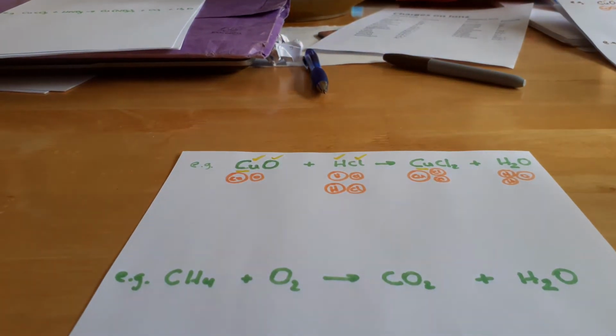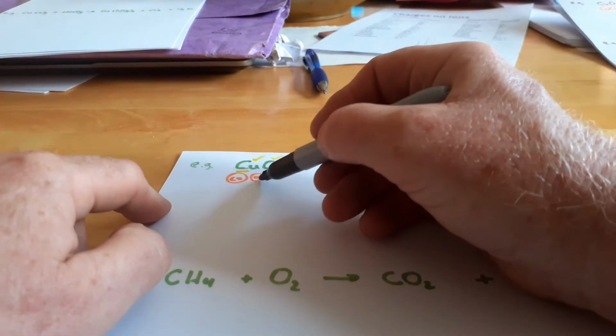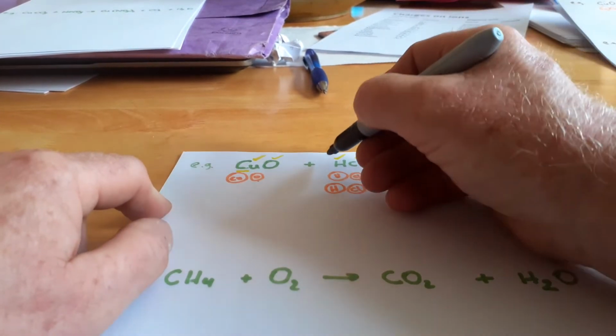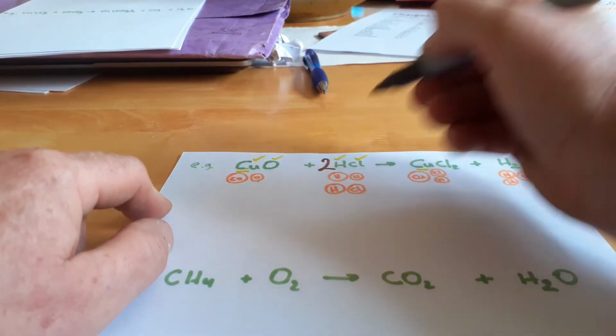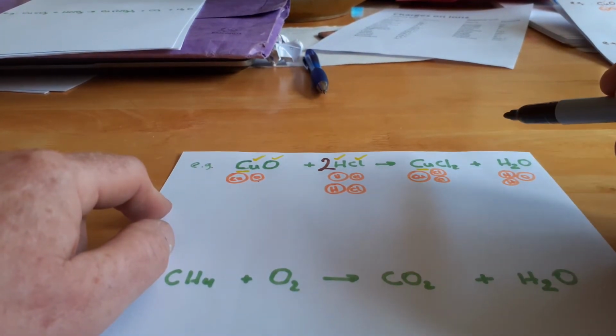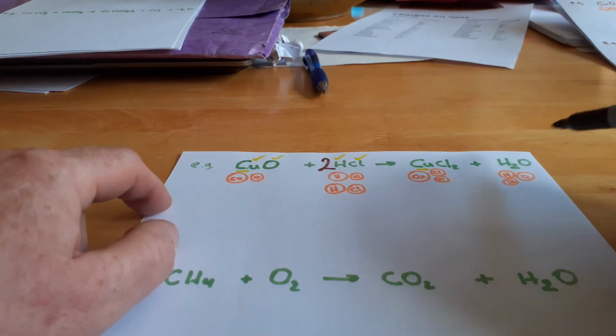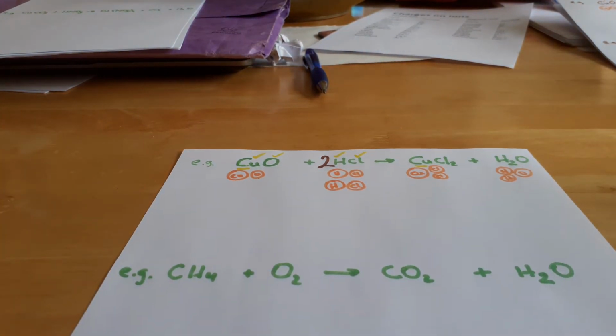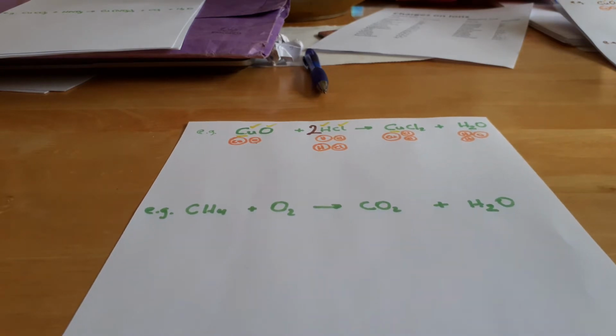So in terms of the balanced equation now, what we've got is one copper oxide, we've got 1, 2 hydrochloric acid, so we've put a big 2 in front. We've got one molecule of copper chloride and we've got one molecule of water. So that is a balanced equation for that reaction.